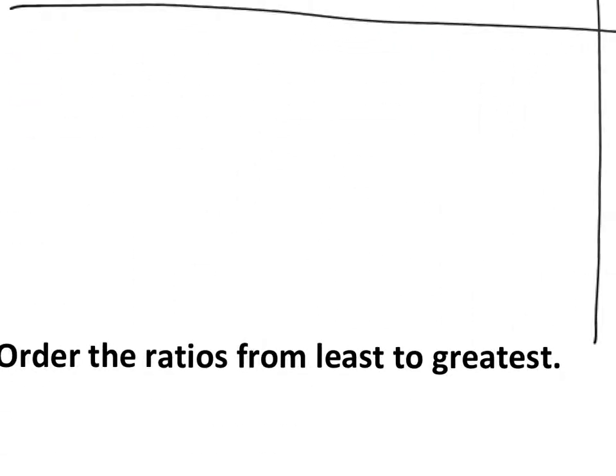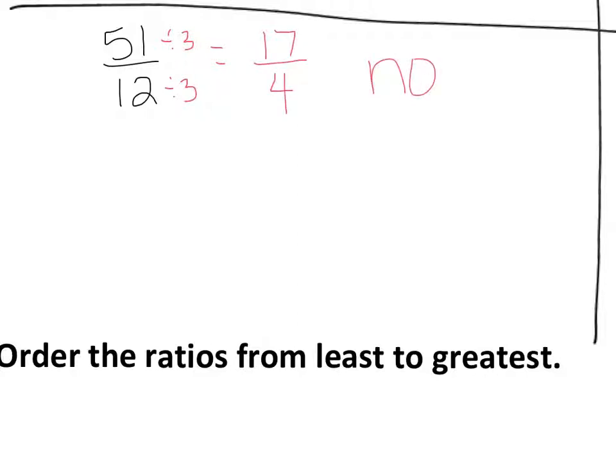Okay, next one. If I have 51 to 12. Well, this one is already a fraction, so now I just need to look and see if 51 and 12 have anything in common. Now, 51 is kind of a tricky number because it kind of looks like a prime number, but if you start dividing things out, you'll find out that it is actually divisible by 3. So if I divide out a 3 from my numerator and my denominator, I would get 17 over 4. So it was not in simplest form, and my simplified ratio is 17 to 4.